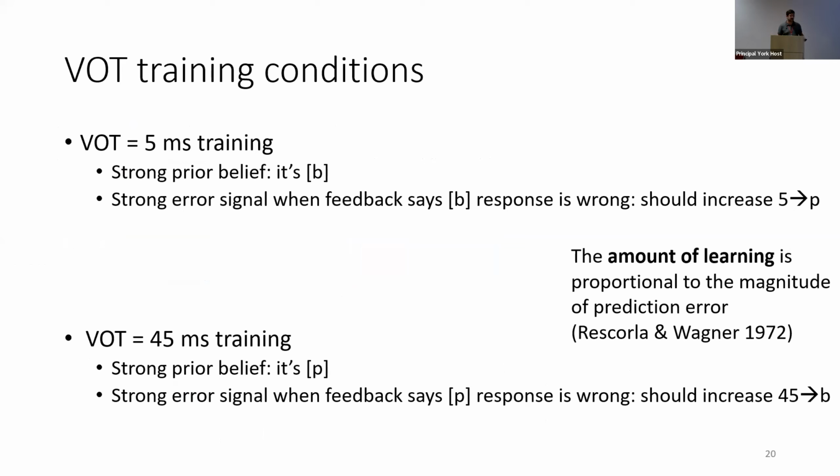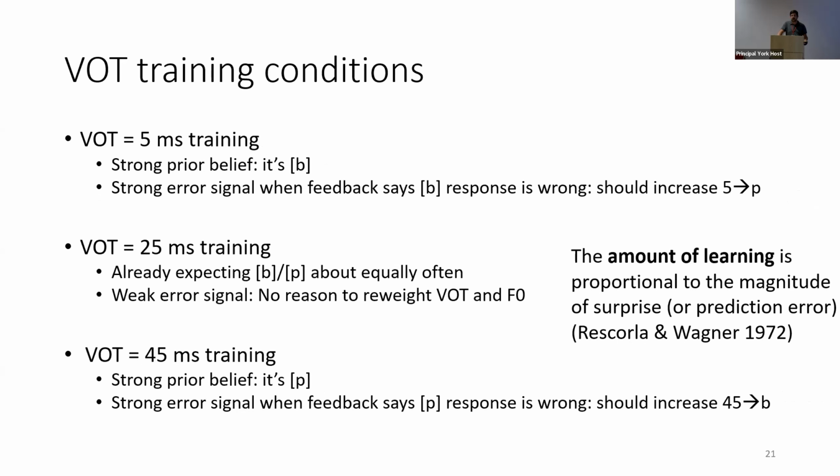in these different conditions. When you are listening to a VOT5 stimulus, like bear, you must always think it's bear. Right? It means the animal. And so there's a strong error signal when feedback says that the ba response is wrong and it really was pear. In 45, it's the opposite. You always think it's pear, but when it's actually bear based on the feedback, then you get a strong prediction error signal. Whereas in 25, you were already expecting 50-50 because that's what it is in English. And so there's no prediction error, essentially. So there should be more learning in the VOT5 and 45 conditions about the unexpected outcomes than in the 25 condition.